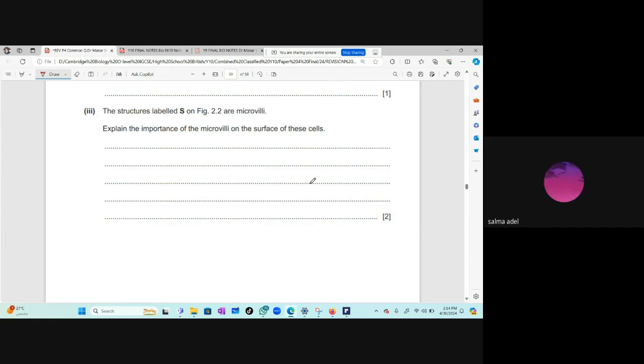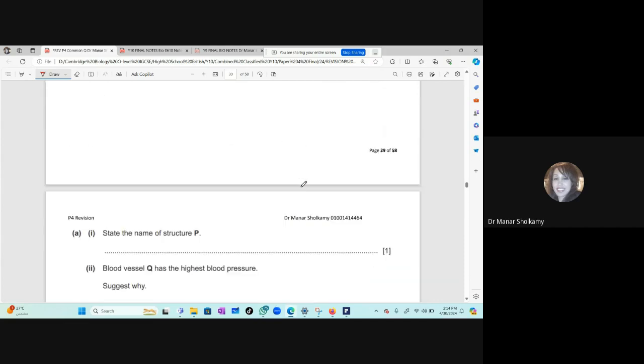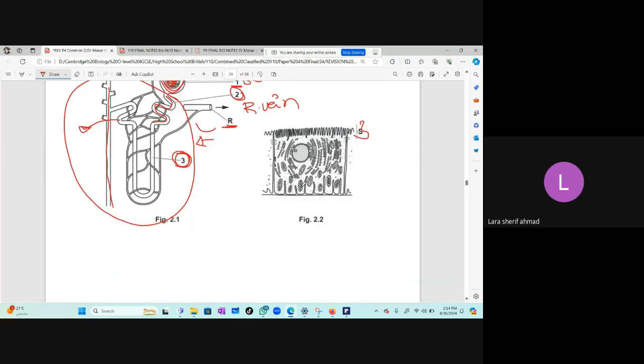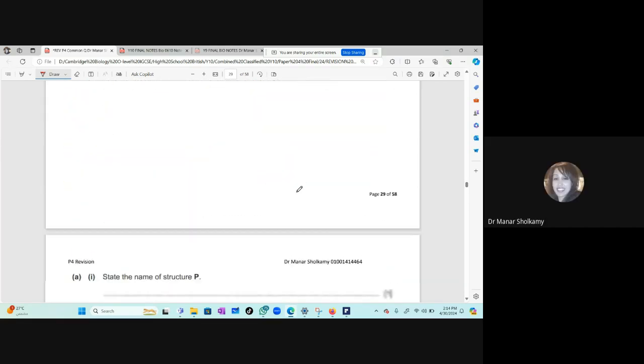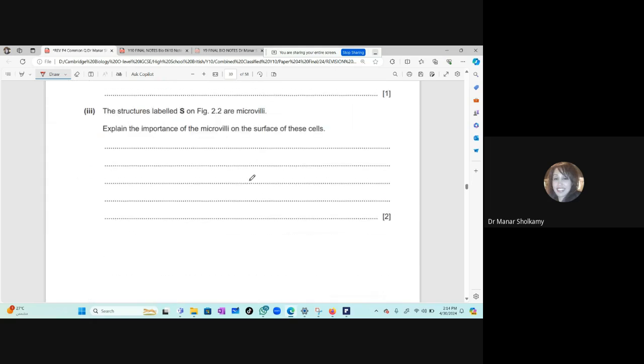Fatty acids and glycerol. No, don't kill me. Water. No, no, we're not in the intestine. We're in the kidney. The glucose and water. Yes, yes. You just got confused. Here, we're talking about the microvilli, my dear, in the kidney, not in the intestine. If we were talking about the intestine, then those microvilli will absorb the glucose and the amino acids, and the lacteals actually absorb the fatty acid and the glycerol. So the fatty acid and the glycerol are absorbed by the lacteals.